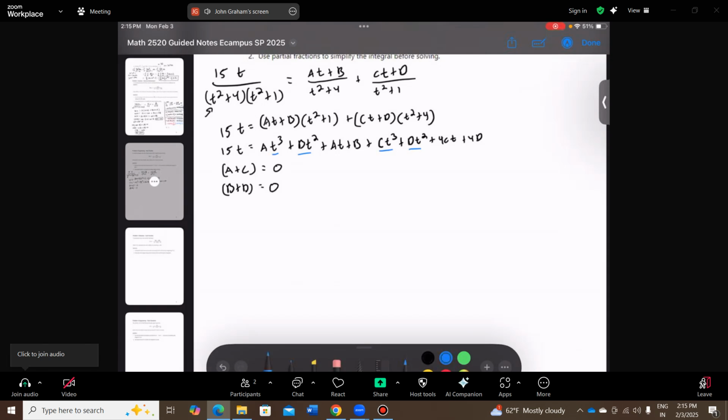We have two t terms, so we have a plus 4c equals 15. And then we have two constant terms, b plus 4d equals 0.